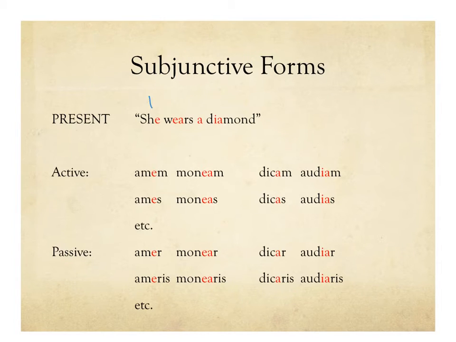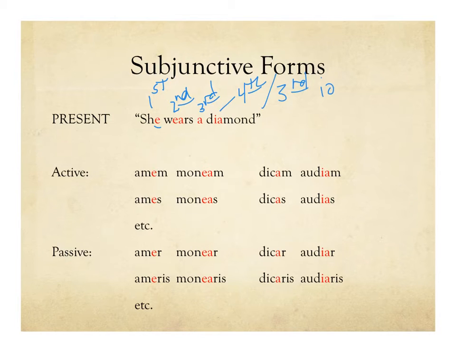So instead of using an A in the first conjugation, we'll use an E. In the second, instead of an E, we use EA. In the third, instead of an E or an I, we use an A. And in the fourth, instead of an I, we use an IA. And this is true for the third IO as well. So you can see, if you remember the sentence, she wears a diamond, and you know what conjugation your verb belongs to, you will never go wrong.